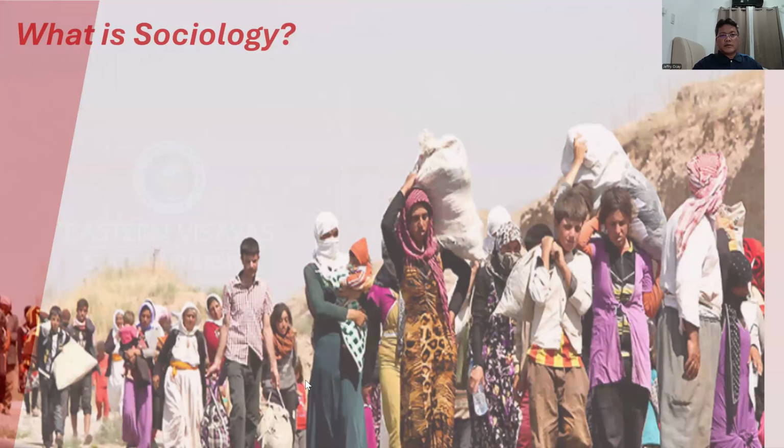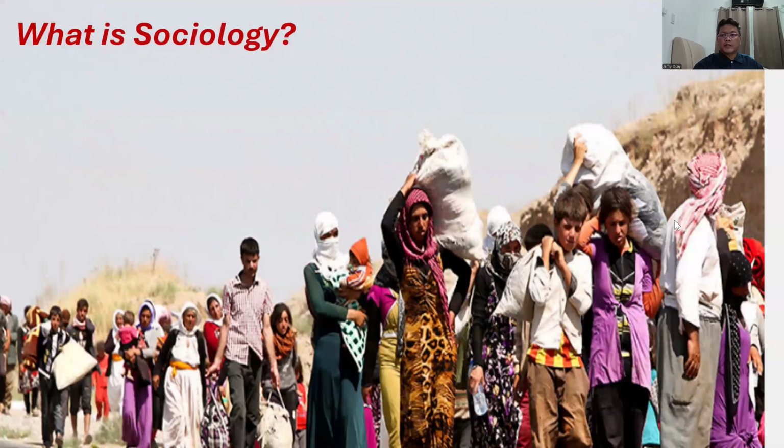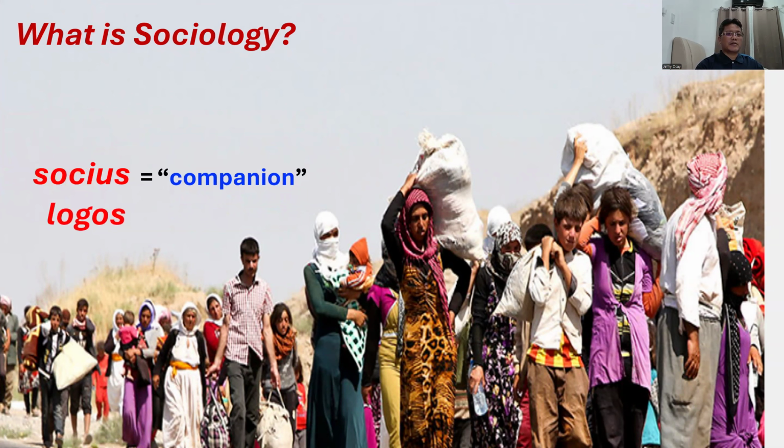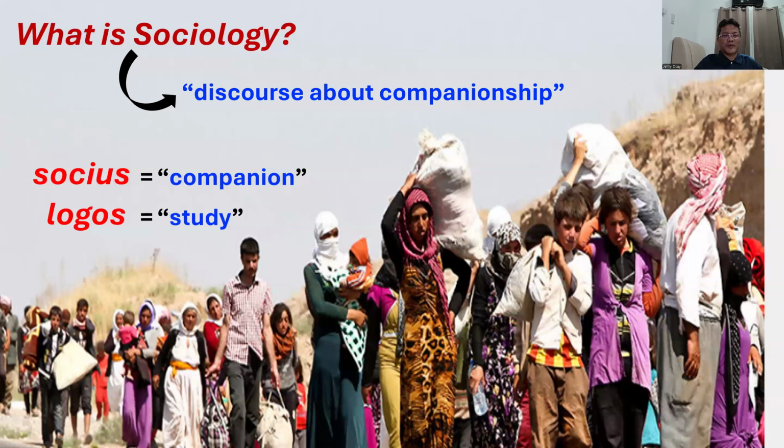So what is sociology? Sociology comes from the two Greek words socius, which means companion, and logos, which means study. So sociology literally means discourse about companionship or study about companionship. But later on, sociology became famously known as the study of society.